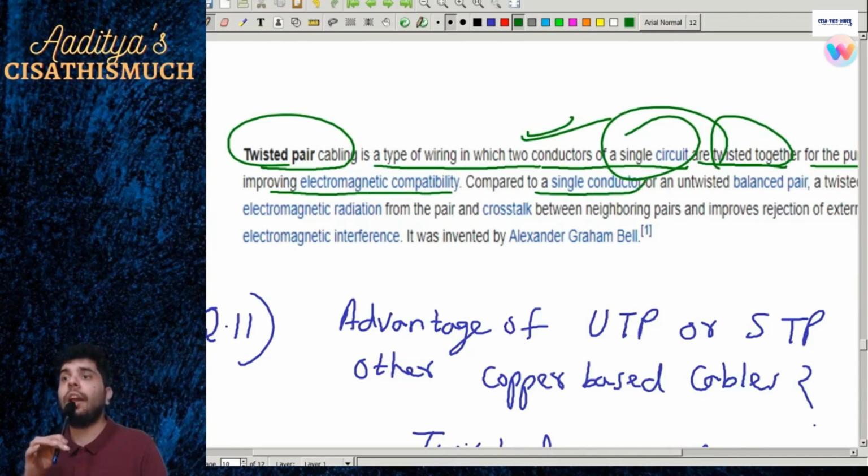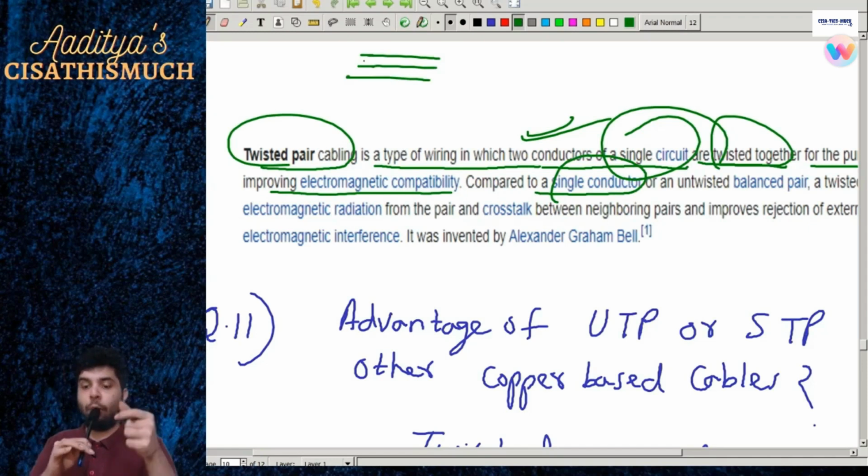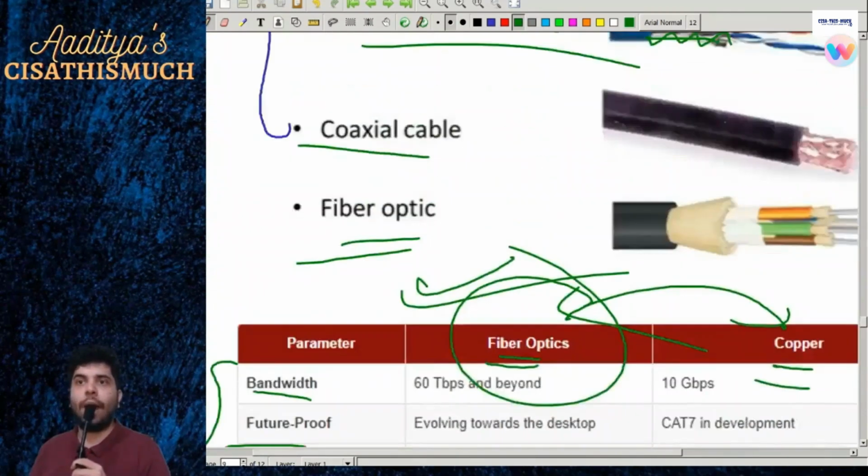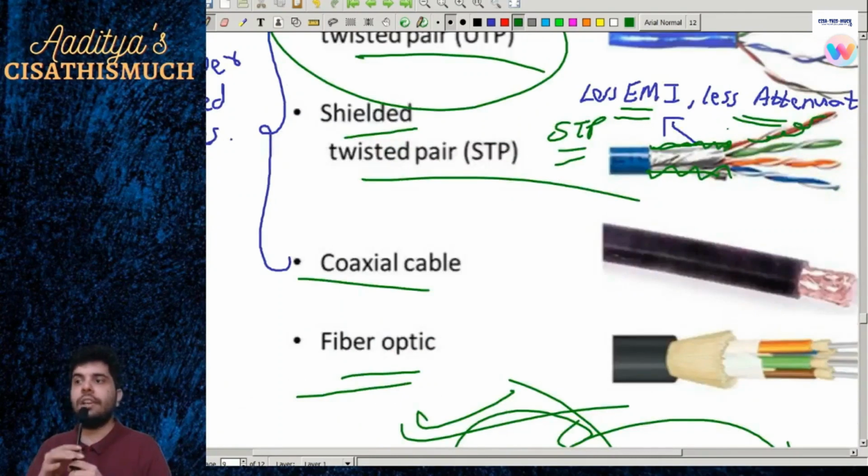Compared to a single conductor, there could be a single conductor, or you can say untwisted cable. For example, this one, coaxial cable, you know, over here, there is no twisting of the wires. But in case of UTP and in case of STP, obviously the name itself tells you twisted pairs.